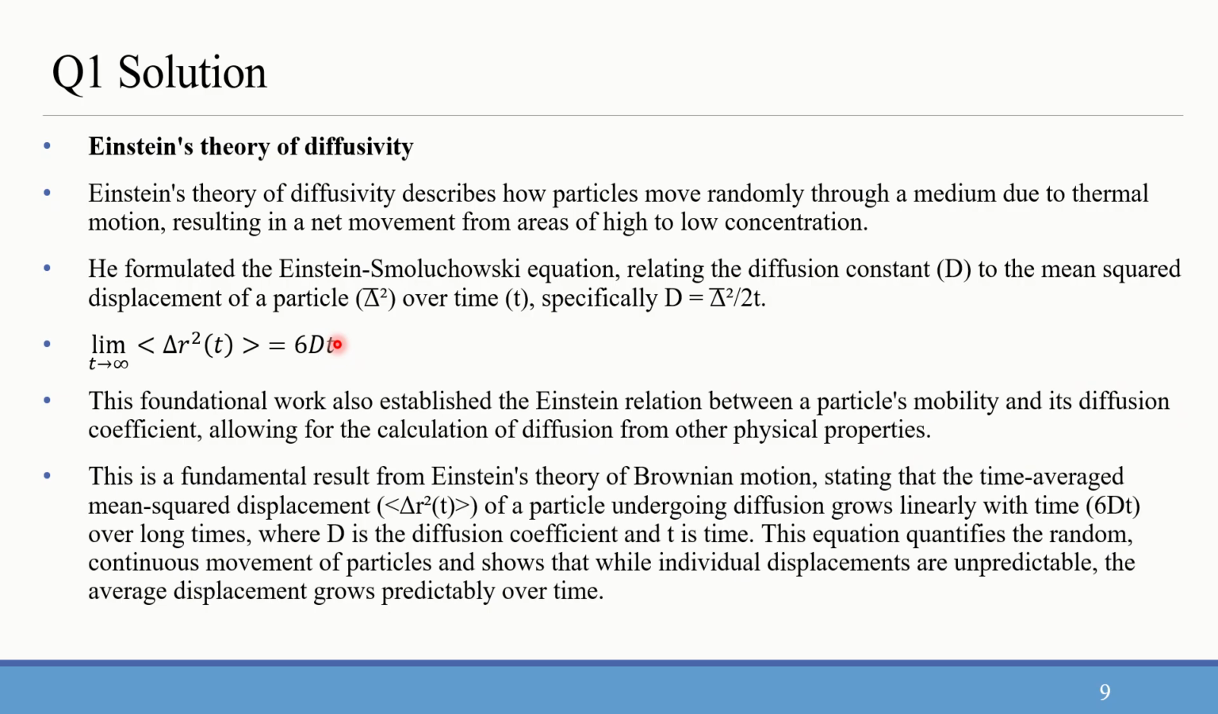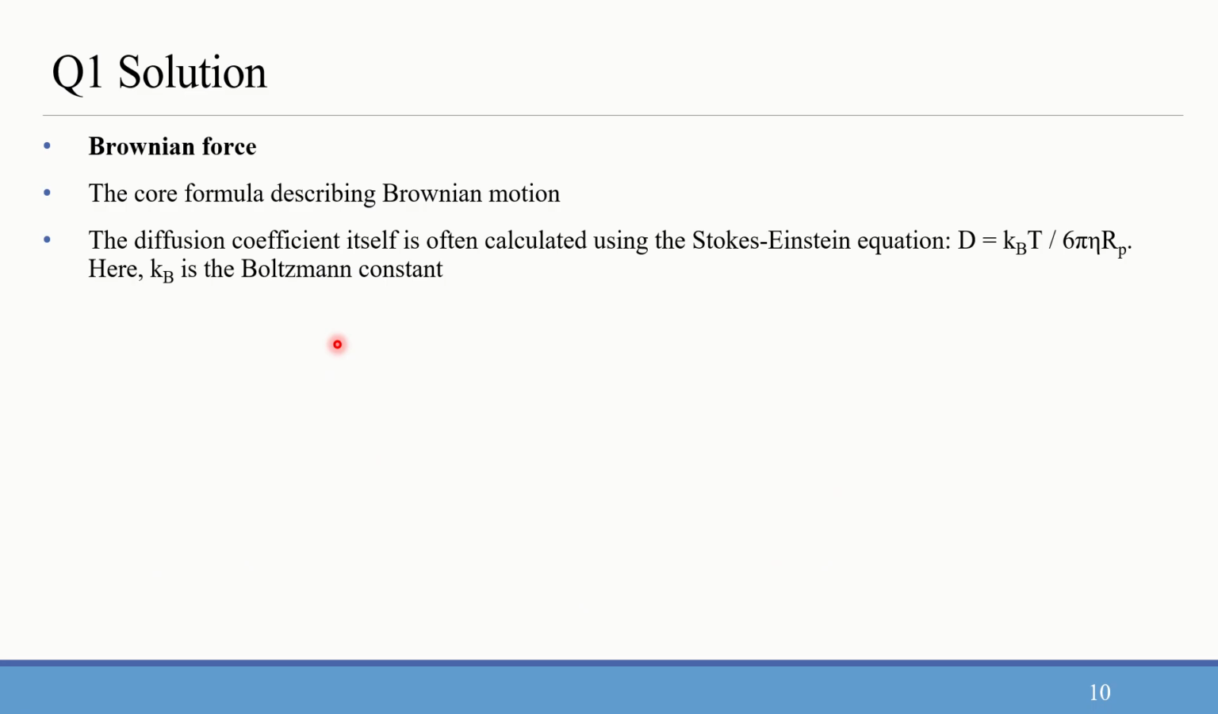I am not going very in depth into it because people might be already aware. So we'll move to the last one, that is the Brownian force. This is the core formula describing Brownian motion. The diffusion coefficient itself is often calculated using the Stokes-Einstein relation, given by D = kBT / (6 pi eta r) or mu r, where kB is the Boltzmann constant, so we can say D = kBT / rp.